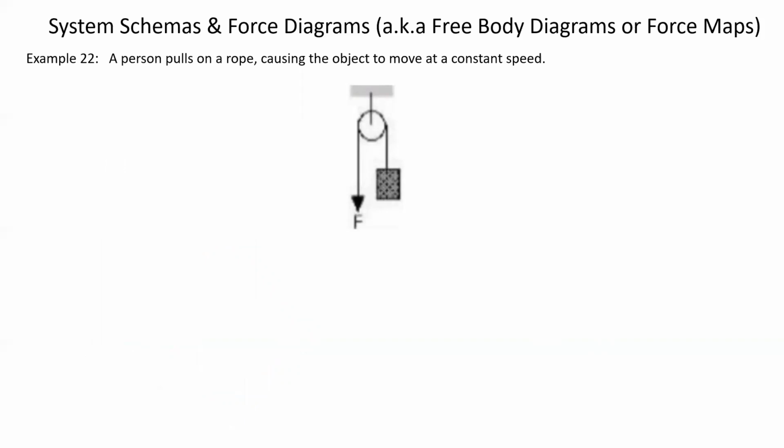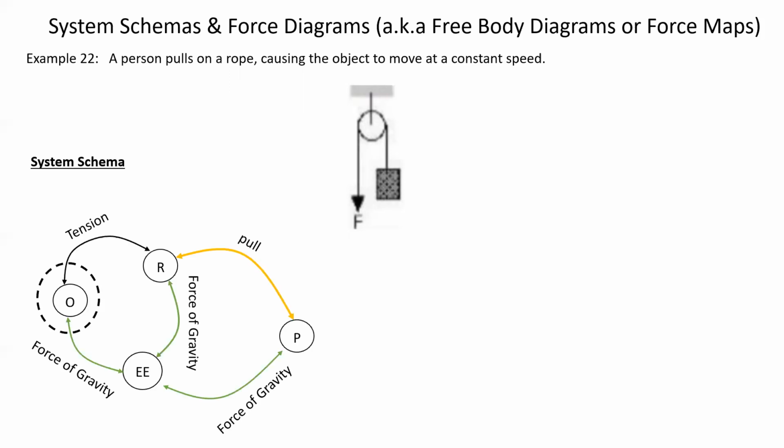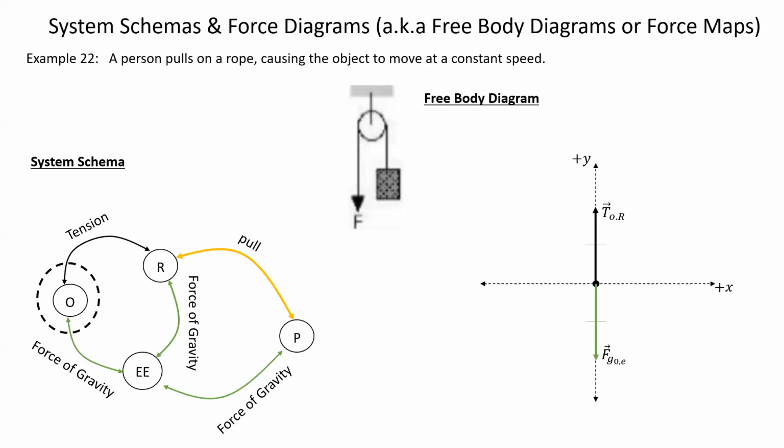A person pulls on a rope, causing the object to move at constant velocity, constant speed. Notice it doesn't say which direction it's moving. Probably in your head, you're imagining it moving up, but it could be moving downward at constant speed. It doesn't say. Our system schema looks the same. Our force diagram looks the same too.